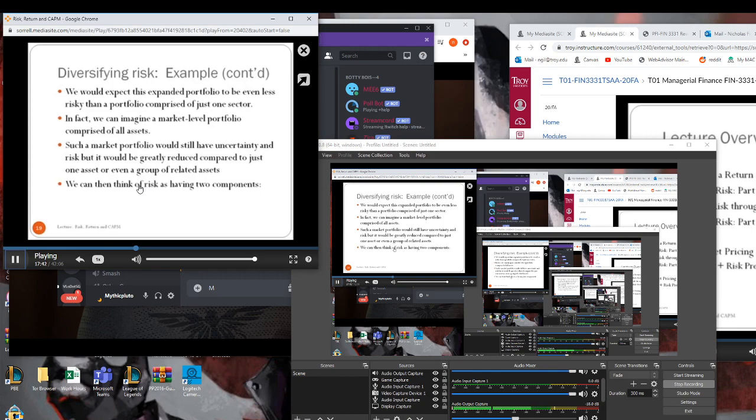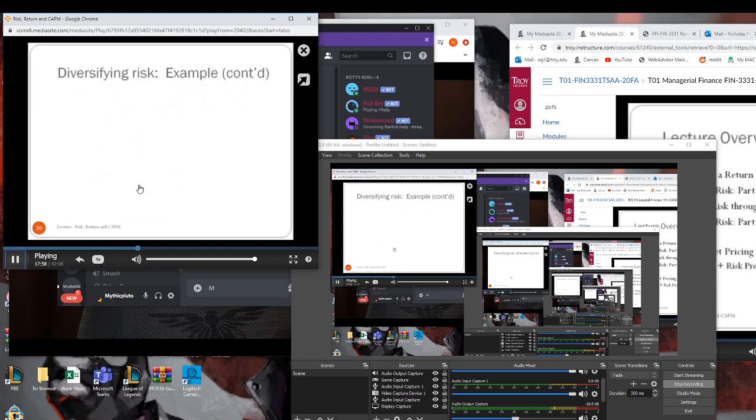So from this discussion, we can think of risk as having two components. First, firm-specific risk or asset-specific risk. And then secondly, market-level risk. All right, let me explain these. Firm-specific risk is what we saw, which can be diversified away if we hold something in a portfolio. Market-level risk is the stuff that's left over. It just can't be eliminated.